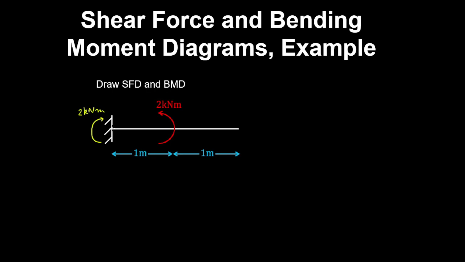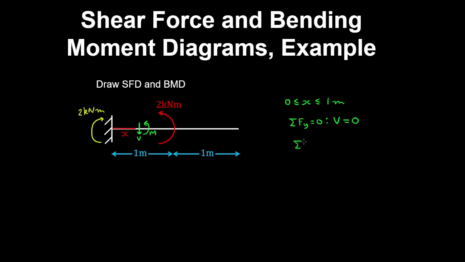And now if we take a free body of a section that's at a distance x from the support and expose the internal shear force and bending moment, then from x equals 0 to 1 meter, if we take an equilibrium of forces, then the shear force is 0.